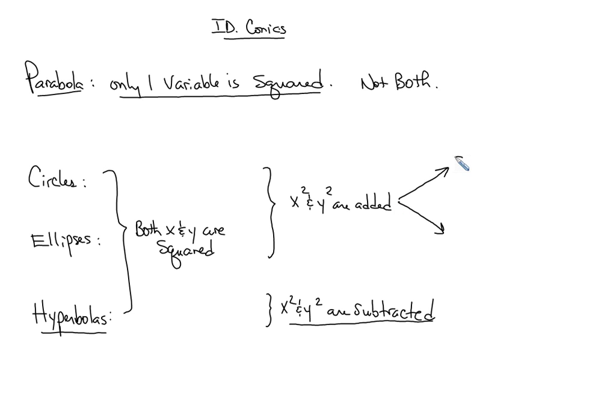So, the same coefficients of x squared and y squared means a circle, and different coefficients means an ellipse. This is how you can tell at just a glance, guys, what kind of shape it's going to be.